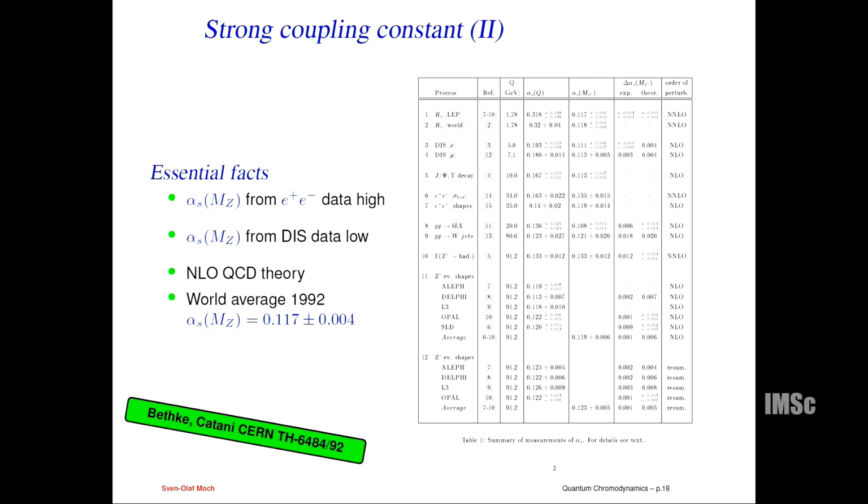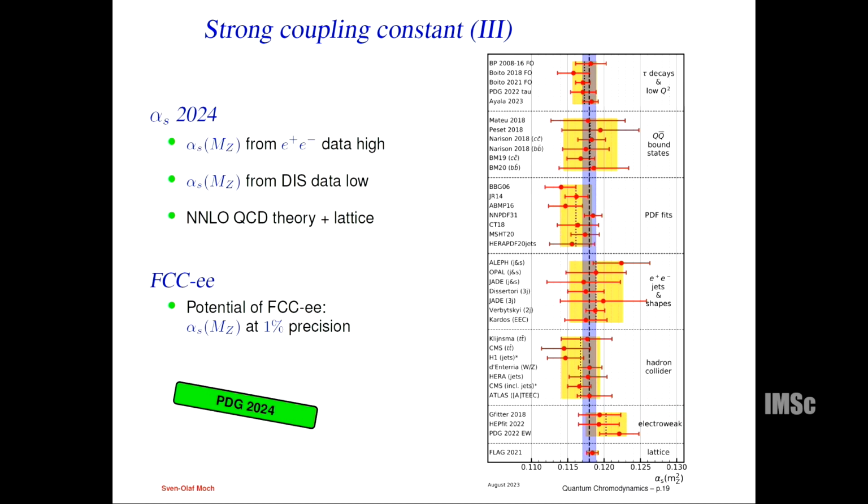And back then it was extracted as 0.117 with some uncertainty. And if you study this table carefully in detail, then you'll also see that the values of alpha S that were reported at that time were not really compatible, because some measurements reported a high value of alpha S, some reported a low value, and then people somehow said, okay, let's close our eyes, we just average. But now we are 30 years further.